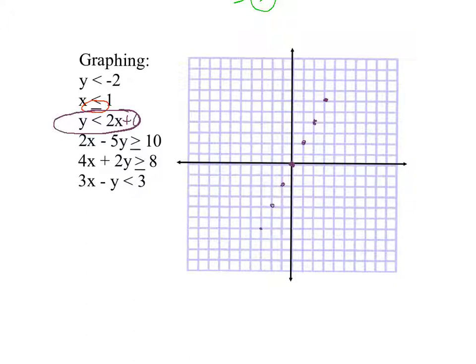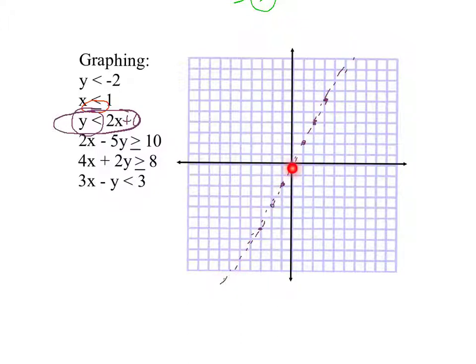Okay, now I want to draw my line, but I need to look and check. Now there's no line underneath, so it's going to be a dotted line. And now for the shading. I know some people get really confused about the shading when the line is slanted. So if we look at this, this is saying that y is less than. So look at our line. Here we have our line.